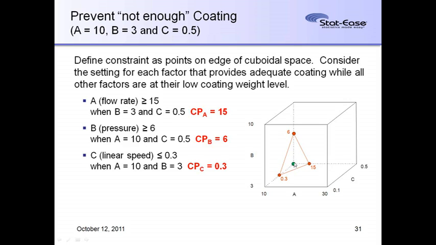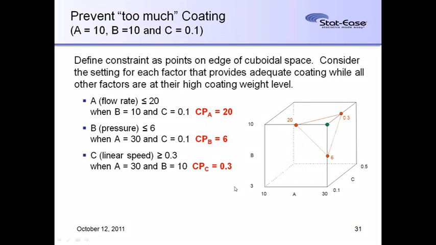And then finally, when the flow rate's low, the pressure's low, then I have to have a slower linear speed, so I have to back off from that vertex down to point 3. Now those 3 points define a plane that cuts off that corner of the cube. Likewise, we can go up to the opposite corner of the cube where we had too much coating. We can identify that vertex where there was too much coating. We can back off each of the factors so it works when the other two are at their extreme. Those points along the edges of the cube define a plane that cuts off the corner of that cube.